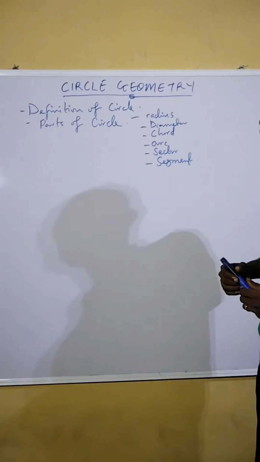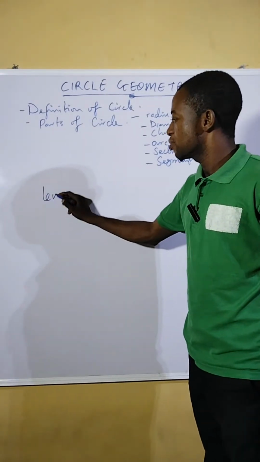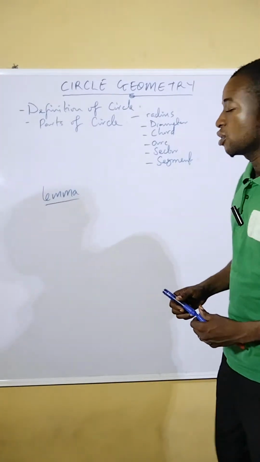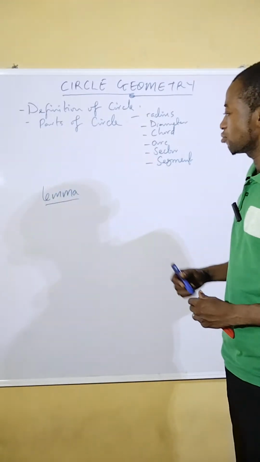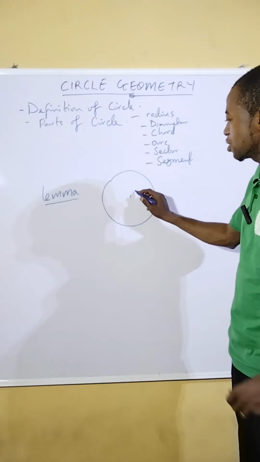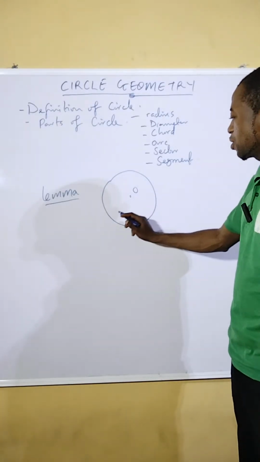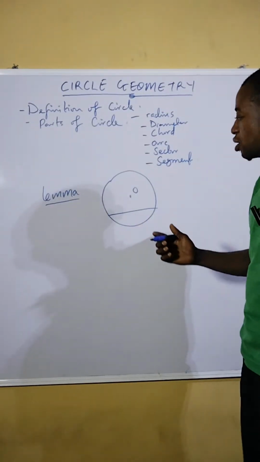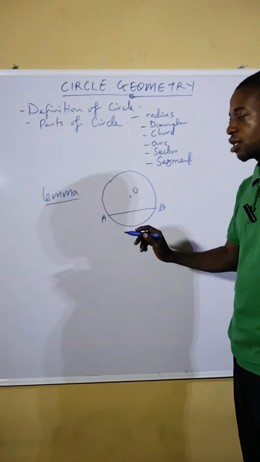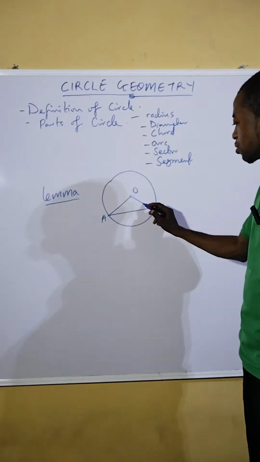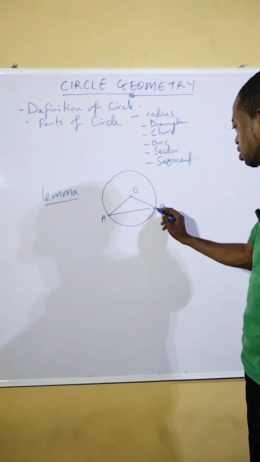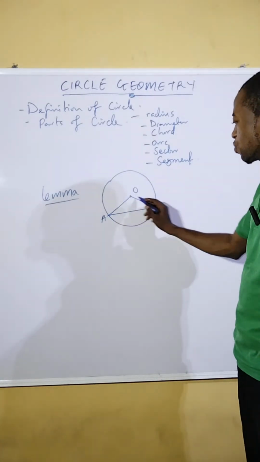And we looked at some lemma. Lemma simply means some facts before the actual theorem. So we discovered that a chord subtends angles at the center of a circle. Let's say this is the center of a circle, and we have a chord. Let's call this chord AB. This chord forms this angle when it's connected from A to the center and to B. So we have this angle AOB at the center.